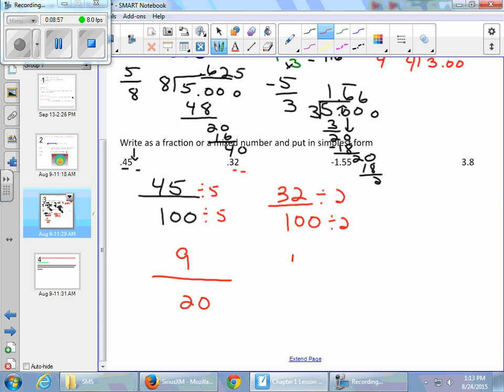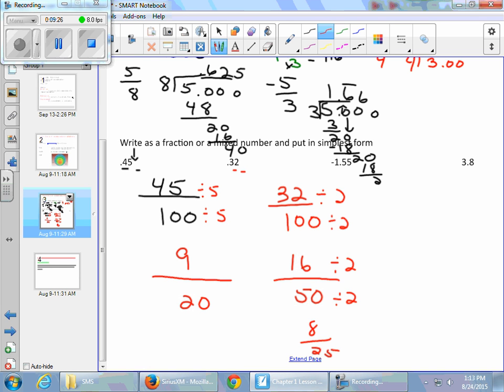32 divided by 2 is 16. That is 50. And in simplest form, look at the last digit. 6 is even. 0 is even, so let's break it down some more. 16 divided by 2 is 8. 25ths. And right there, I believe, is your simplest form. You're going to break it down.